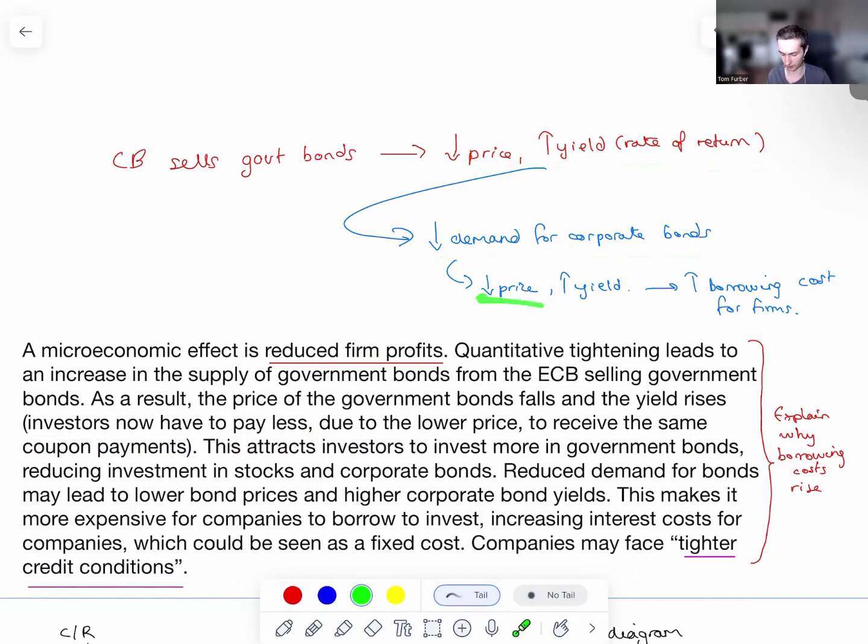That's going to mean a lower price. If there's less demand for something, it's a lower price. And again, we get this inverse relationship between price and yield. There'll be a higher yield, or higher rate of return, for corporate bonds. And that means it's more costly for firms to borrow money.